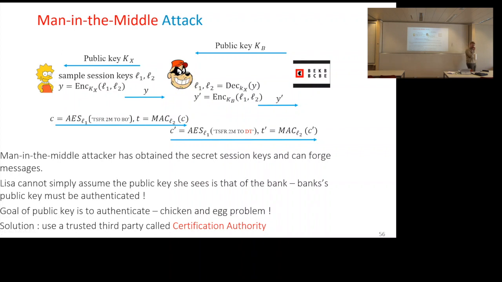When we reason about security, that's one of the major attacks that we can imagine can always happen. When we send something, we should always imagine there is an active attacker in the middle that is able to forge any message we send, including the public key, if we get the public key from the bank. So the problem is that Lisa was assuming the public key she sees on the site of the bank is the bank's public key. Then we have a problem, because the goal of public key encryption was to avoid the problem of distributing the secret keys. But now we have the problem of distributing the public keys.